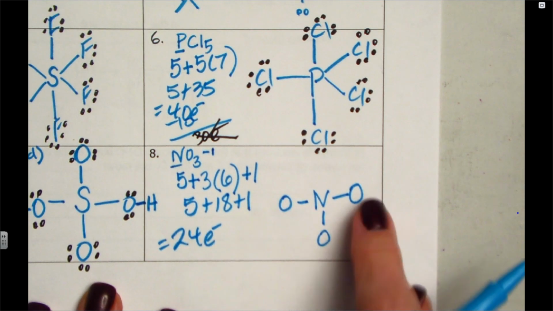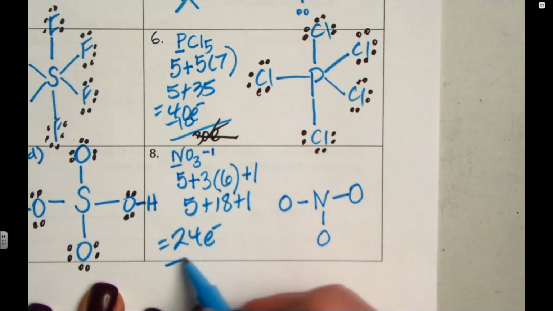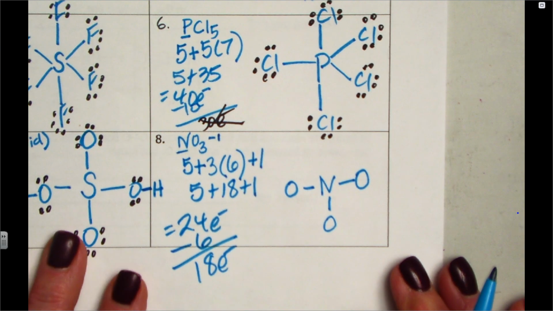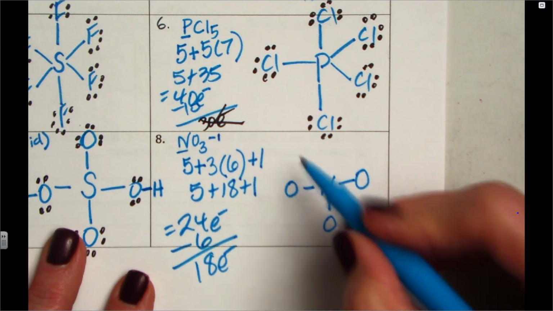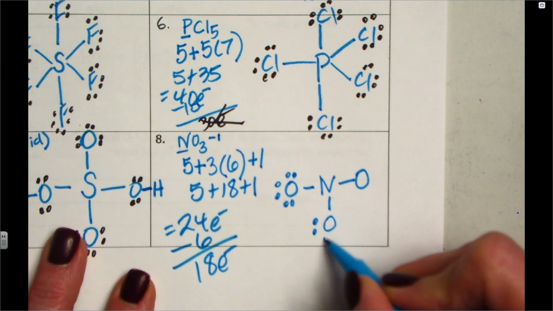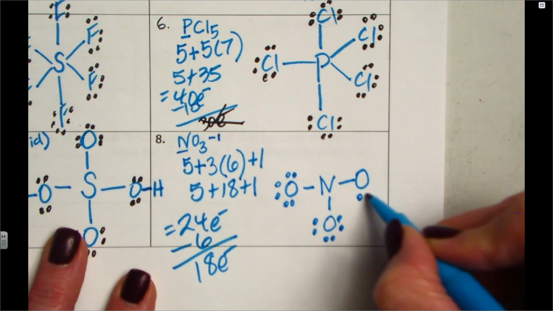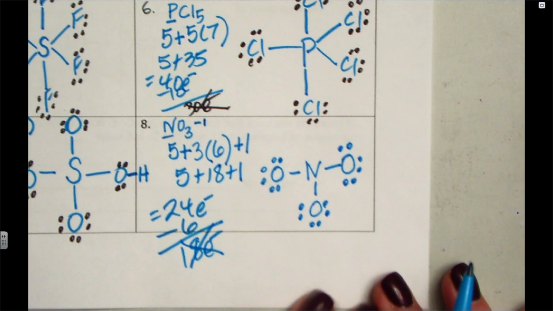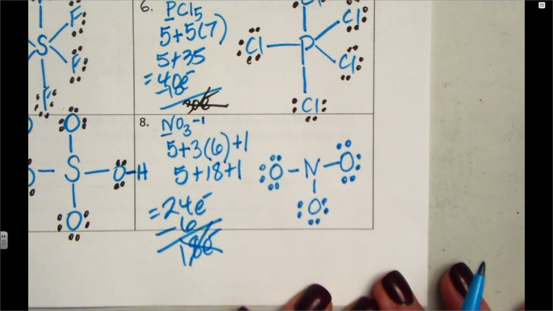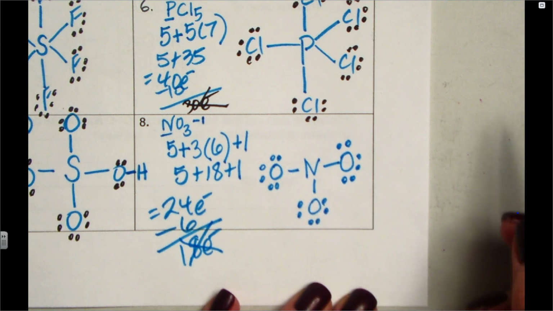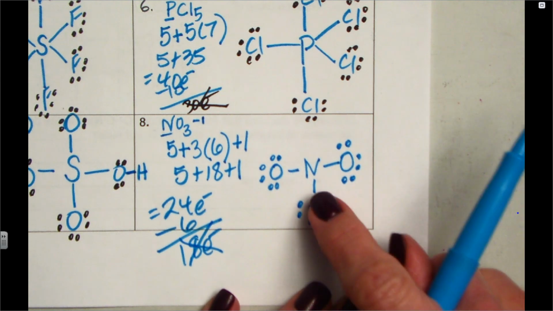That's 2, 4, 6 electrons. So let's subtract 6. That's going to leave me with 18 electrons that I still need to place. So let's place our electrons on the oxygens. 2, 4, 6, 8, 10, 12, 14, 16, 18. So I've used all 18 electrons. Now don't forget to go back and check for the octet rule. And so we are going to see that all the oxygens have their octet, but nitrogen is not very happy, y'all. He only has 6.